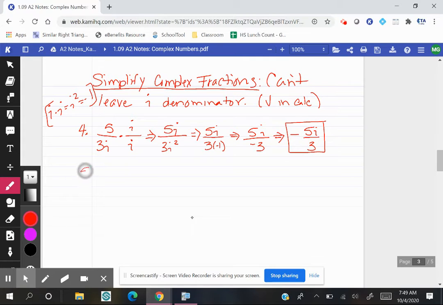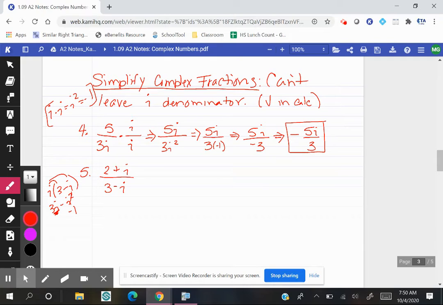Okay, let's try another one, this time with a binomial in the denominator. So here, we now don't just have 3 times i, we have 3 minus i, and that's a lot different because if I were to do the same thing as we did on number 4 and multiply this by i, then if I distribute it, I get 3i minus i squared. So the i squared would become a -1, but you'd still have this 3i in the denominator, and we don't want an i in the denominator.